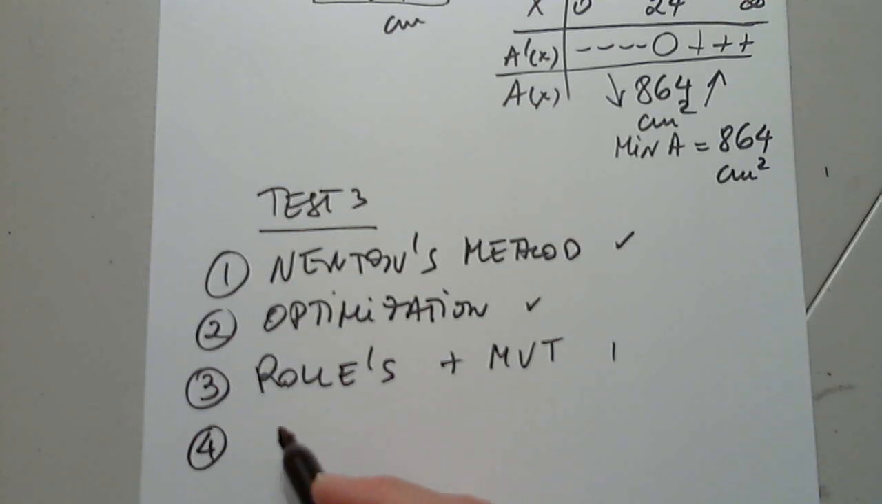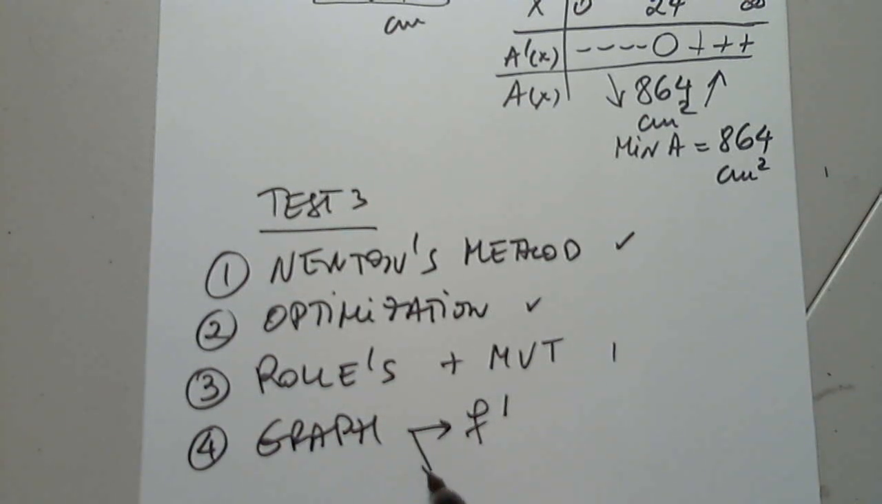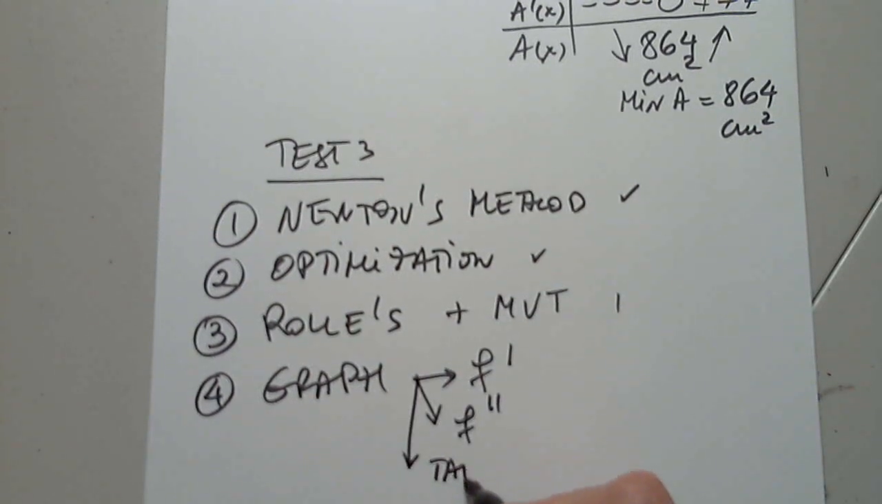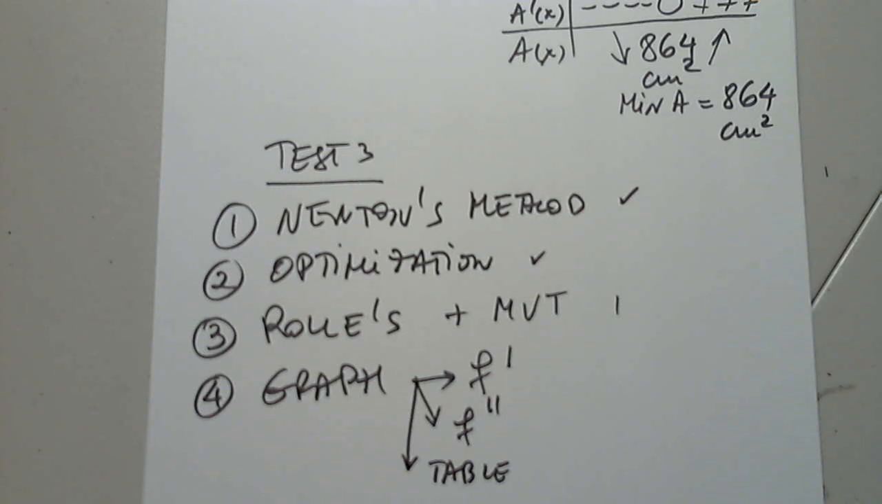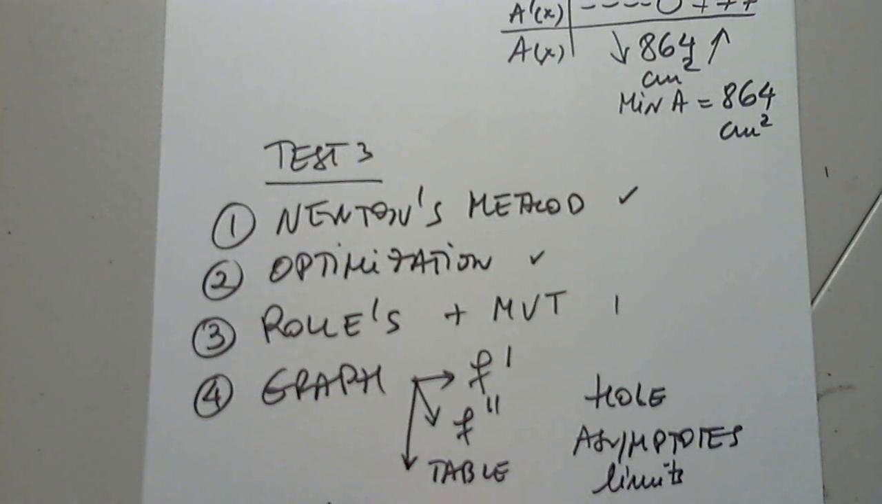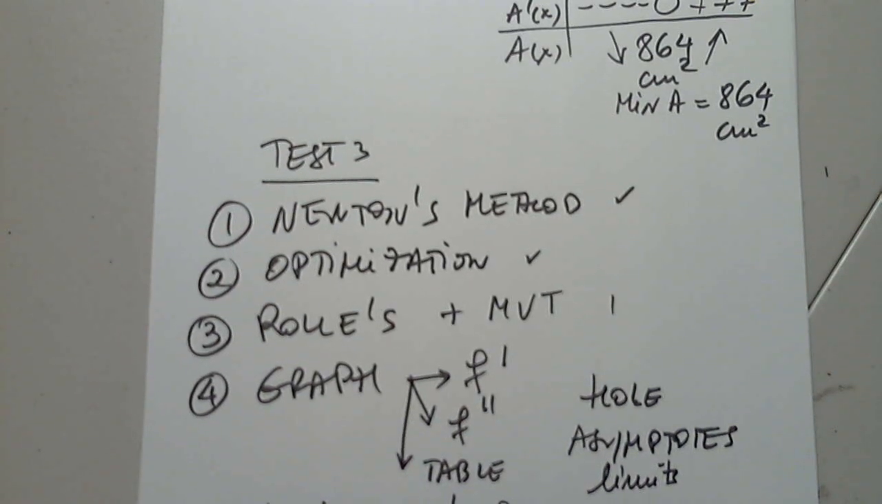Number 4, a graph from the beginning to the end with f prime, with f double prime, all the work, and definitely the table. Max min, inflection points, concavity, potential hole in the graph, asymptotes, all limits. Number 5, L'Hopital's theorem, or L'Hopital's rule, with 7 indeterminate cases.